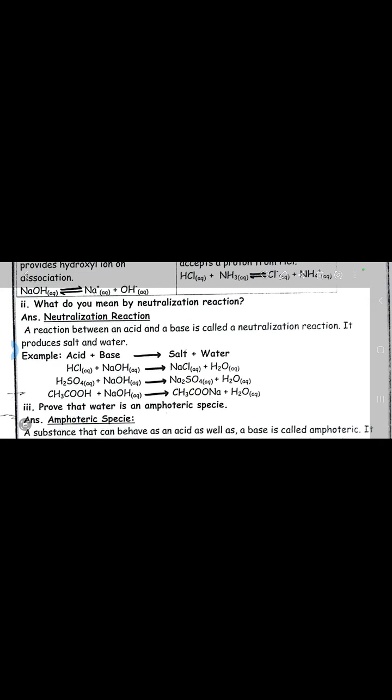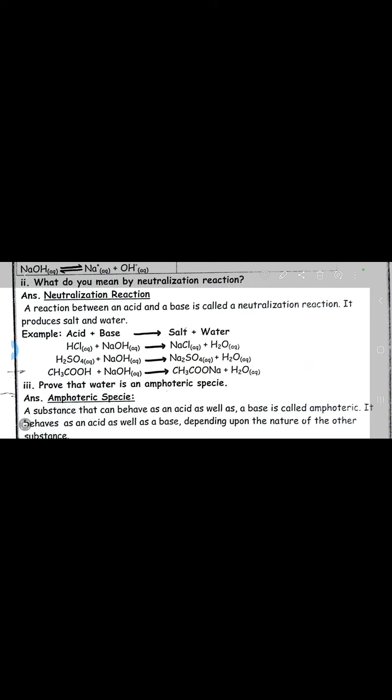Question number 2 is, what's meant by neutralization reaction? Neutralization reaction is a reaction in which an acid reacts with a base and it gives you salt and water. You can see in the examples, HCl is reacting with sodium hydroxide to give you salt, NaCl, and water. On the other hand, sulfuric acid is reacting with sodium hydroxide to give you sodium sulfate, salt and water. In the same way, acetic acid is reacting with sodium hydroxide and is giving you sodium acetate, salt and water.